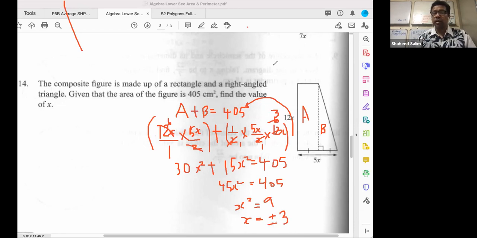If you don't want to write it this way, no problem. You can also write it like that: 3 or minus 3. And then for minus 3, you put not acceptable, because you cannot use a negative number to find the length of something. It has to be positive. So the acceptable one is 3.